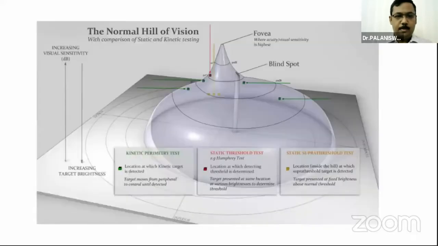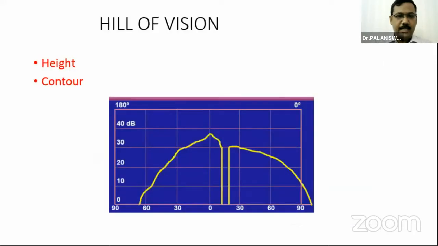So visual field is that area of space where objects are simultaneously visible to the steadily fixating eye. And our visual field is in the shape of a hill. So the hill has two components, the height and the contour. So all the perimeters try to measure this hill.